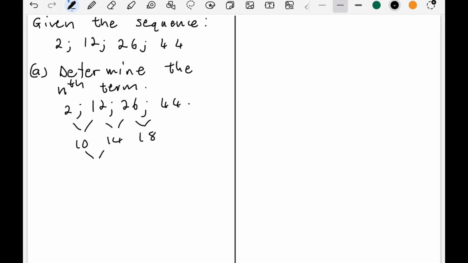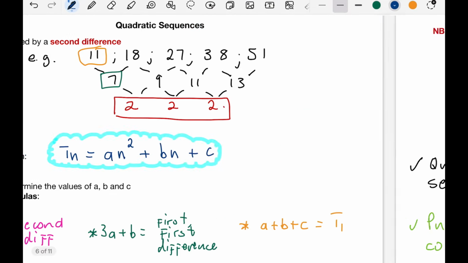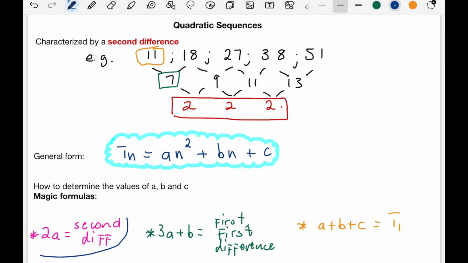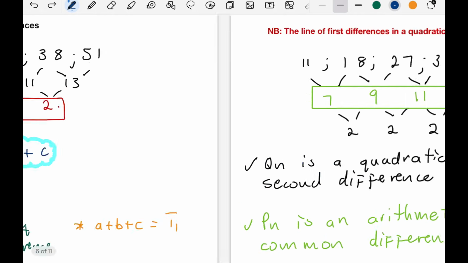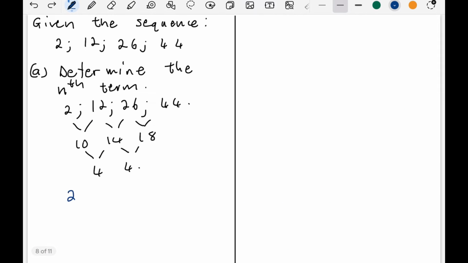Now, what is 14 minus 10? That's 4. What about 18 minus 14? That's also 4. So the common difference here is 4. Now, one of our magic formulas says 2a is always equal to the second difference. In other words, 2a in our case is equal to 4. We can use this to solve for a. We get that a is 4 divided by 2, which is 2.